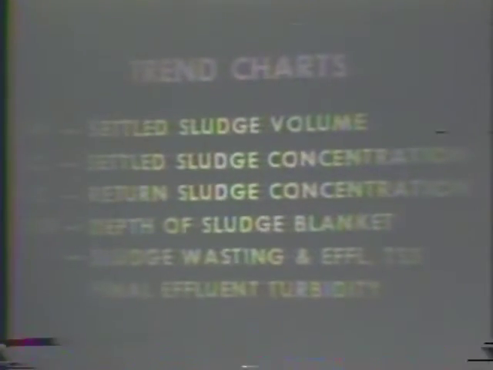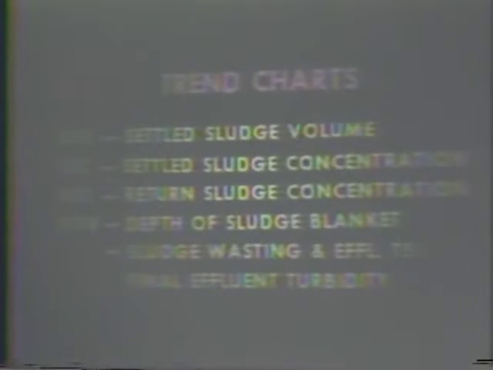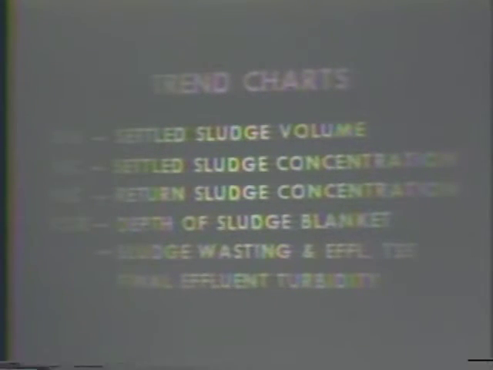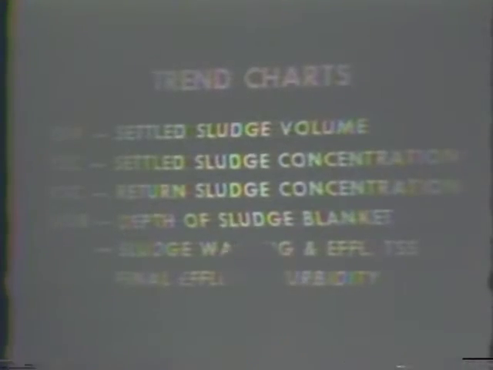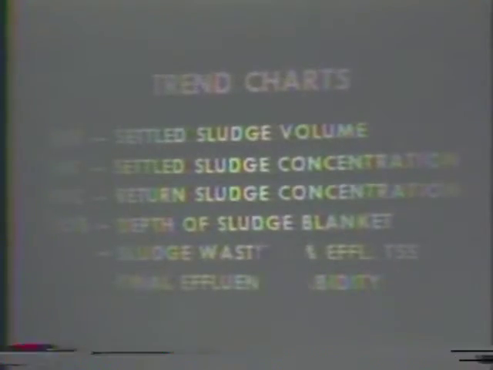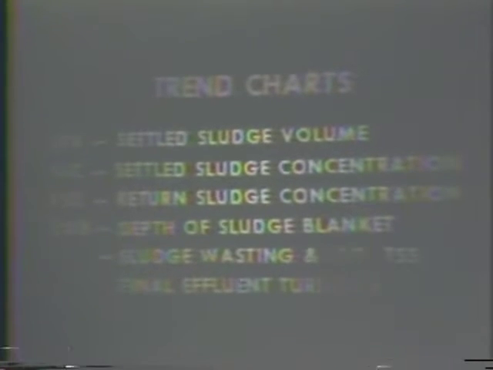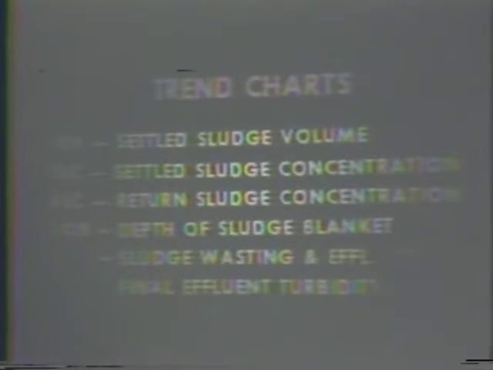Trend charts. Now, when we got this information, we ought to do something about it. Here we go in our SSV, settled sludge volume, and your SSC, the settled sludge concentration. The RSC, the return sludge concentration. DOB, the depth of sludge blanket.